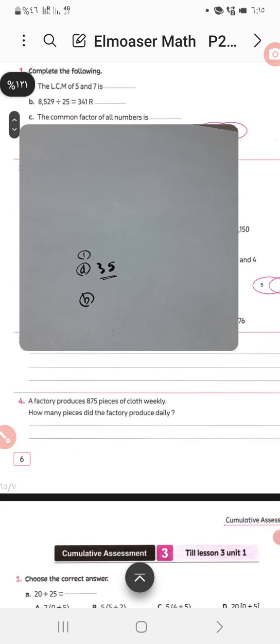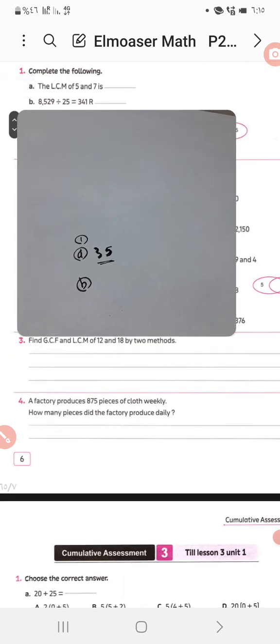Letter B. 8,529 divided by 25 equals 341, and the remainder is what? We can find the remainder by multiplying 341 by 25, and then subtracting the result from the dividend. Look at here the steps for this example.